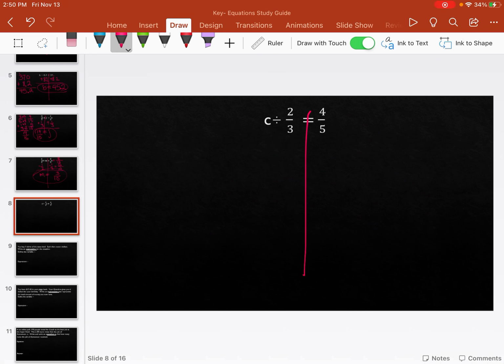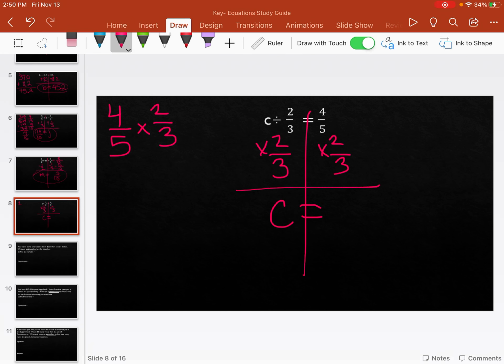So for this next one, we are going to multiply by 2/3 on both sides. Let's get C by itself. So we have 4/5 times 2/3. Multiply straight across. We get 8/15.